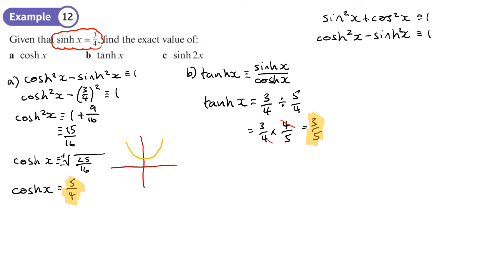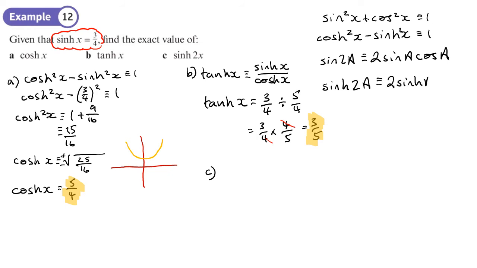And then in part C, this will be a double angle. So remember, we'll start with the double angle for sine. Sin 2A is 2 sin A cos A. Now there is no product of sines, so we don't need to change the sign of sinh. So we end up with sinh 2A, or 2x, is equivalent to 2 sinh A cosh A.